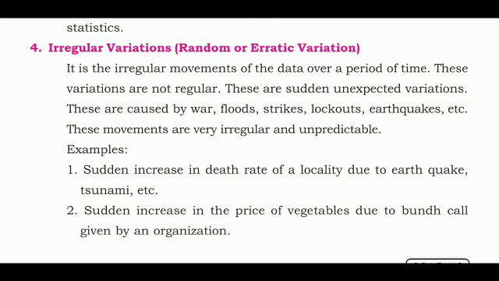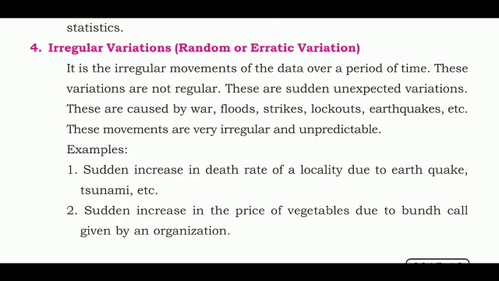What are the causes of these irregular variations? They are war, floods, strikes, lockouts, earthquakes, etc. These movements are very irregular and unpredictable. Now I can give you a very present example of COVID itself. This COVID pandemic has brought so much havoc in everyone's life. It came all of a sudden, you were not expecting it. Last year, you did not know that something like this was going to happen in 2020. So this is a very good example of irregular variations.